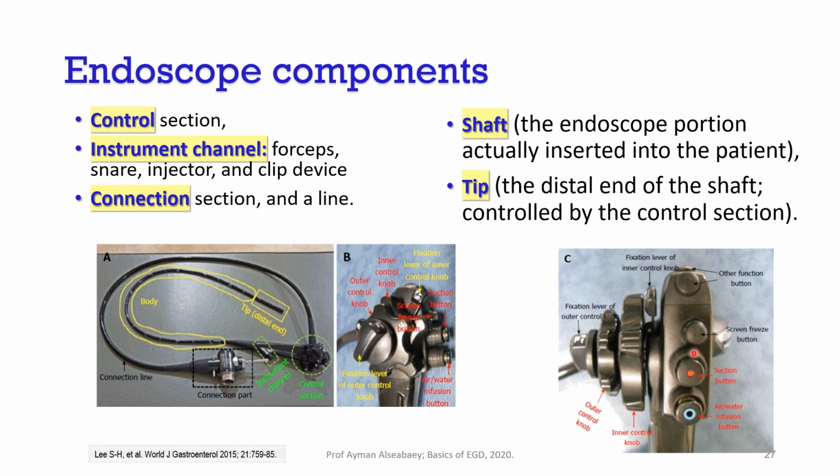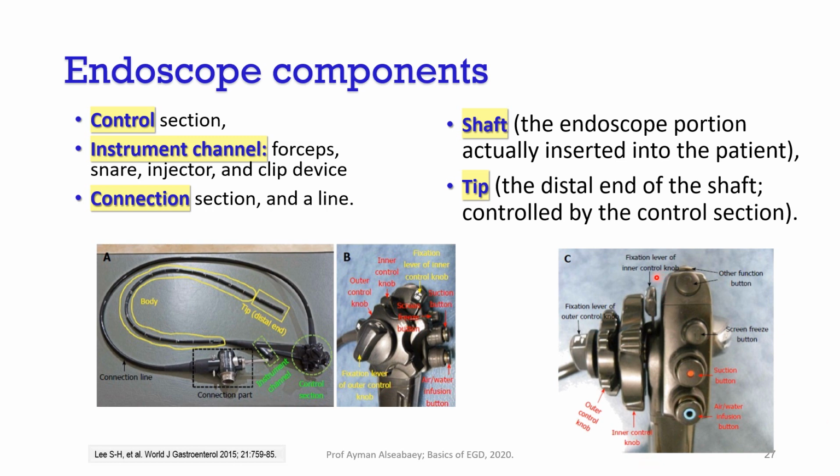This one, which has a red mark here, is used for suction. If you press it, the endoscope will suction any fluid or water. These black buttons differ from endoscope to endoscope. They are multifunctional, and the programmer of the endoscope will tell you when to use them. But generally, this one is used to freeze the screen to take images.